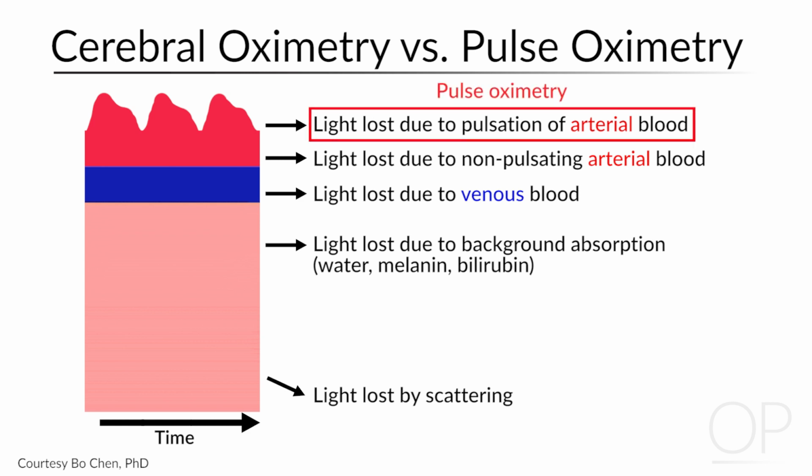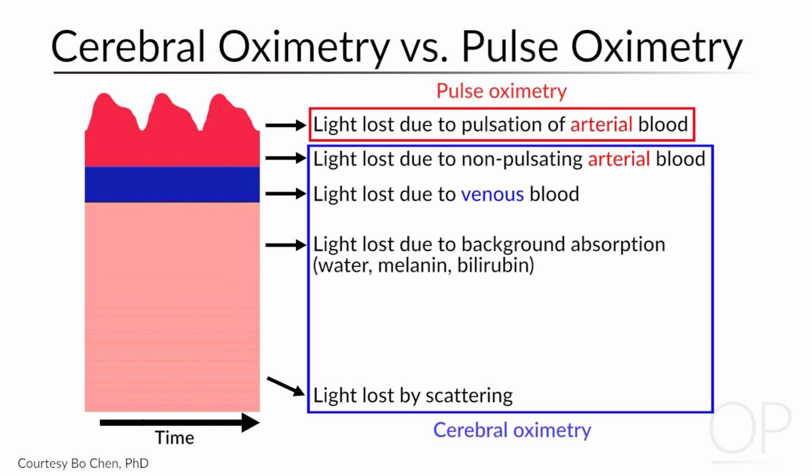Pulse oximetry looks at the signal from the pulsatile components of the arterial blood. This is a very small signal, which explains why pulse oximeters do not work well under conditions of systemic peripheral vasoconstriction or low cardiac output. The change in absorbance from all the other components is what's measured by cerebral oximetry. This is a very strong signal so that you can get cerebral oxygen saturation measurements in low flow states.